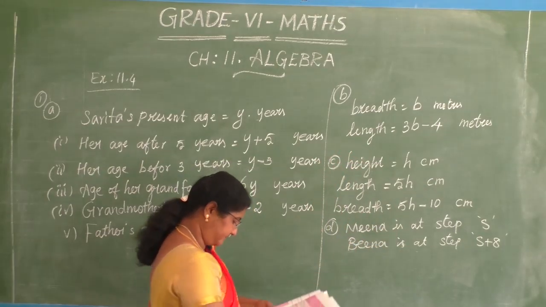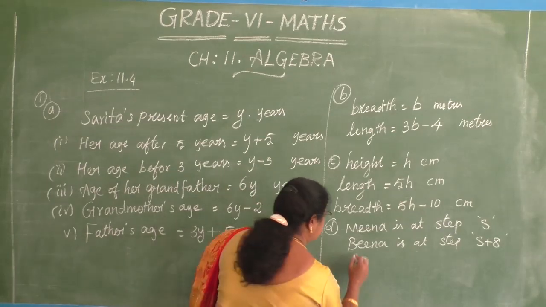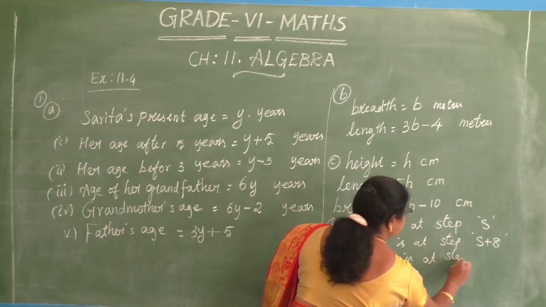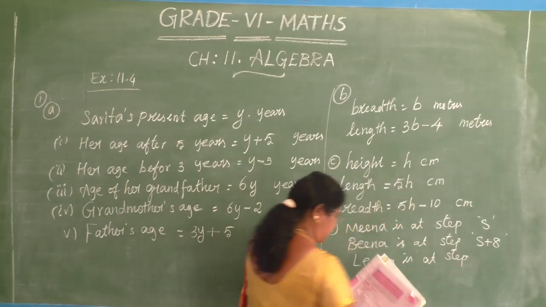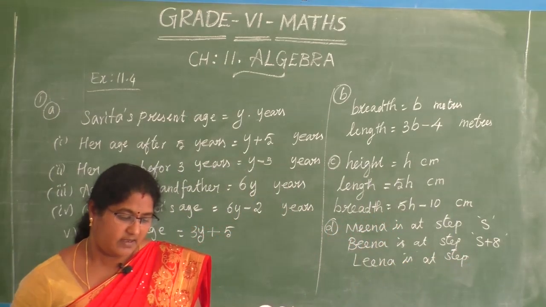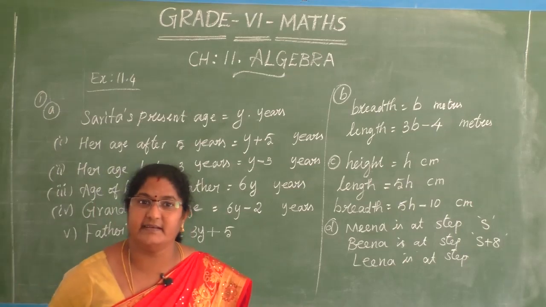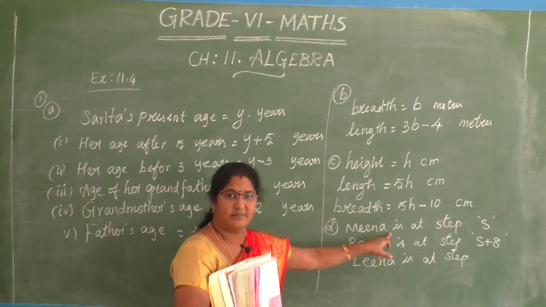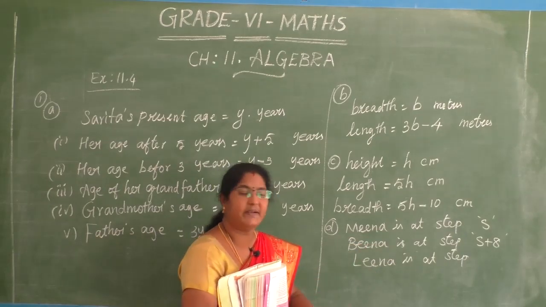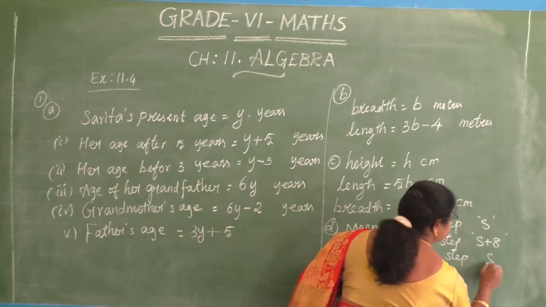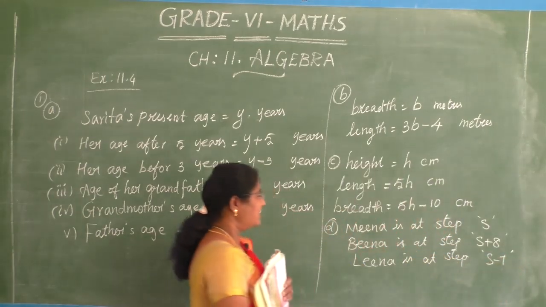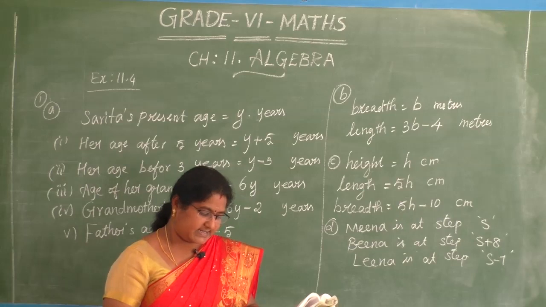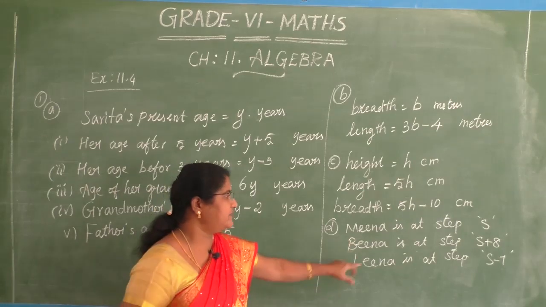Next, Leena. Leena is 7 steps behind Meena, she is behind Meena. So what will come? s minus 7. Leena is at step s minus 7. Understand? So where are Beena and Meena?